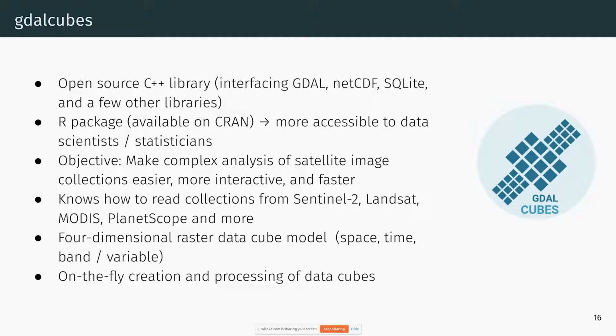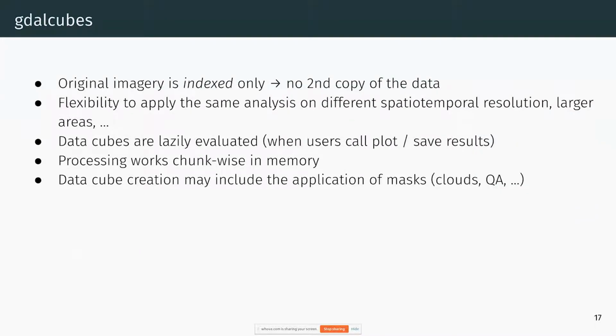The data model is essentially 4-dimensional, so it only has 4-dimensional raster data cubes with dimensions space, time, and band, or variable. And it implements on-the-fly creation and processing of data cubes. You'll see what this means in a minute. So the idea is that the original imagery is indexed only, and that you don't need to maintain a second copy of the data.